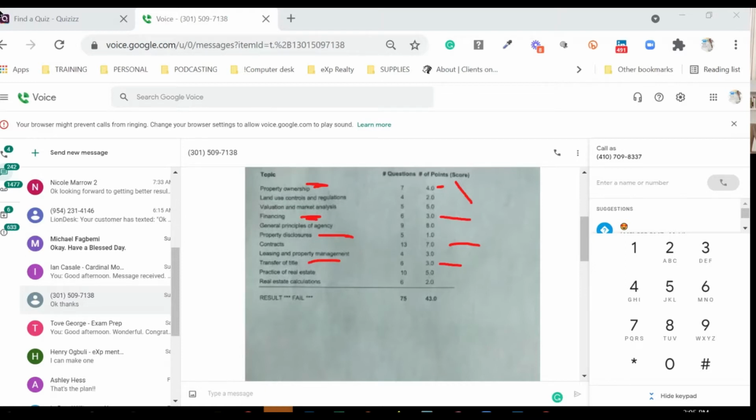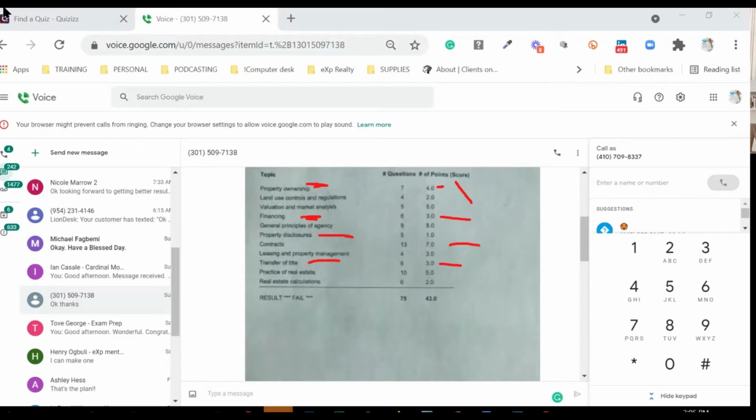Let me see if it's something else that I got 50 in. Yeah, financing, you got 50%, 3 out of 6. I guess if we try to do 3 more on practice of real estate, I'm just thinking of how many more to try to get for each of those to get to that threshold.